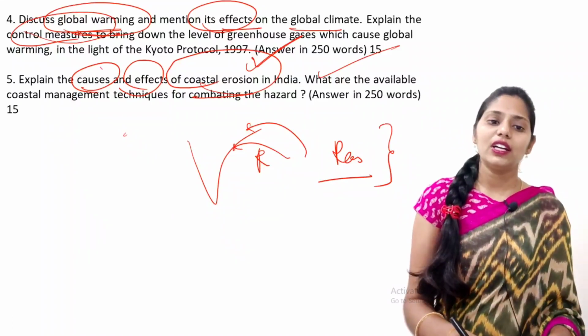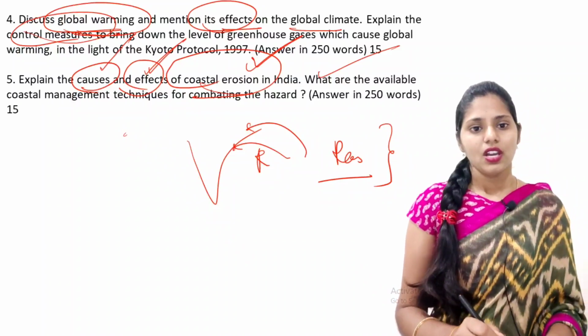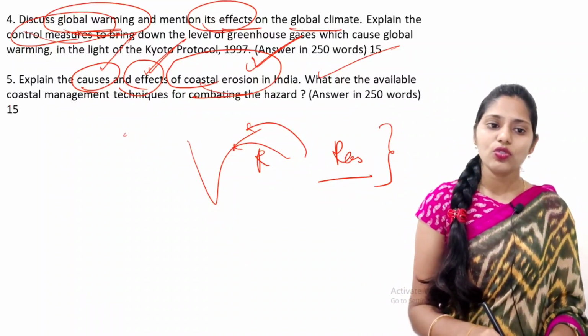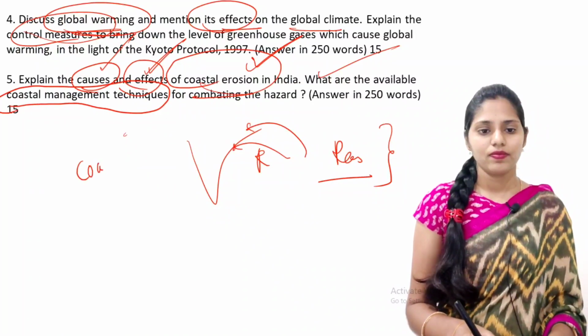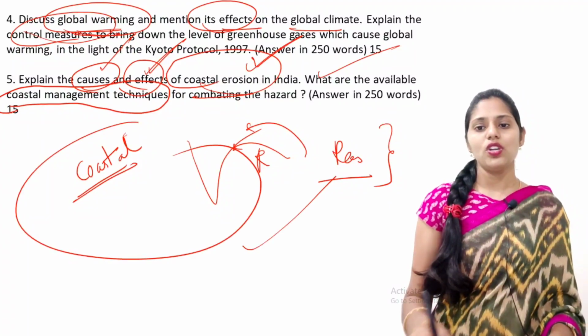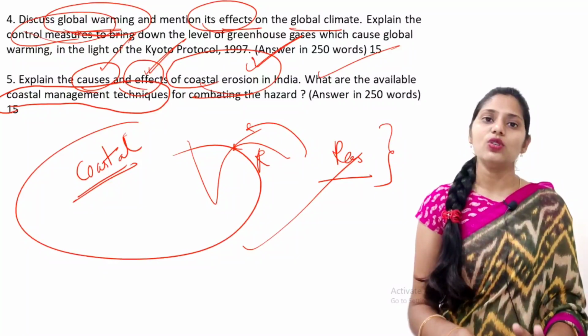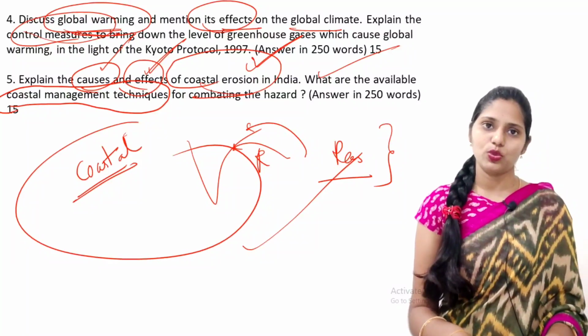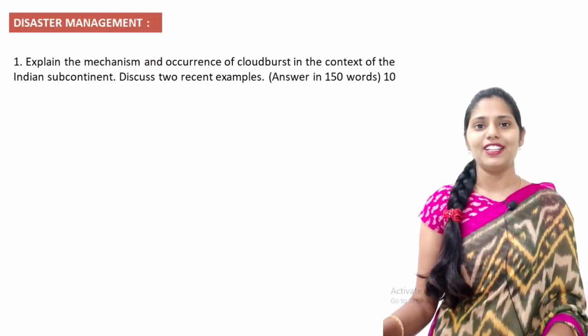And in the body you can talk about the causes, and the second part will be the effects. Next, you also have to focus on coastal management techniques. What are the coastal management techniques? In this way you can complete your answer, and the word limit here is 250 words. Try to use diagrams as far as possible. This is about environment and ecology.